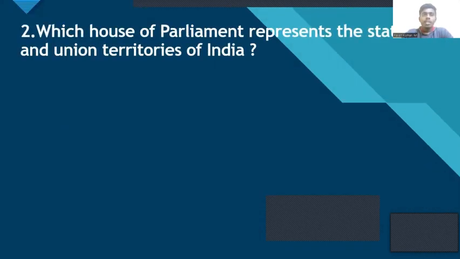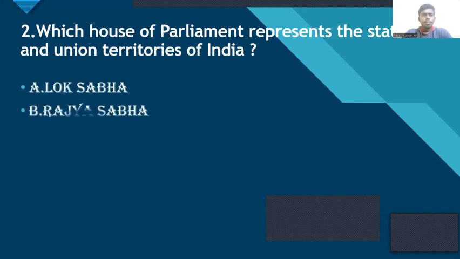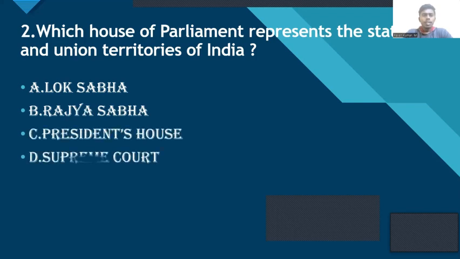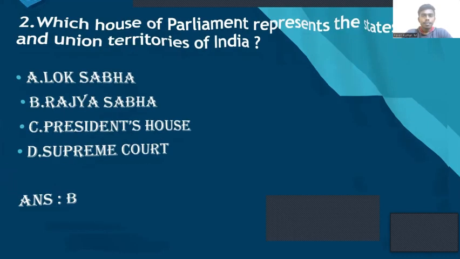Second question: which house of Parliament represents the states and union territories of India? So the options are option A Lok Sabha, option B Rajya Sabha, option C President's House, option D Supreme Court. So the answer will be option B, Rajya Sabha.